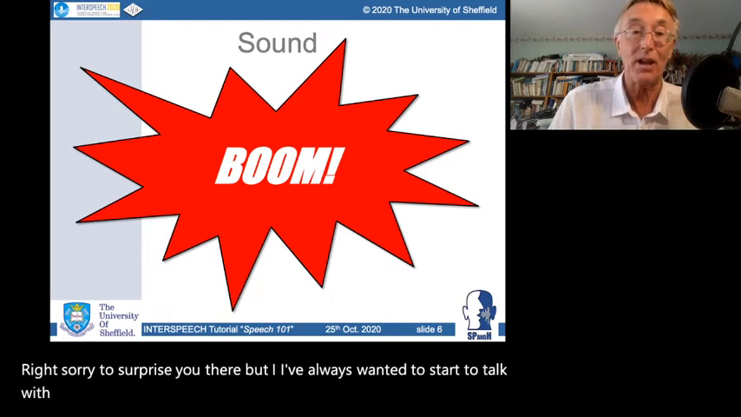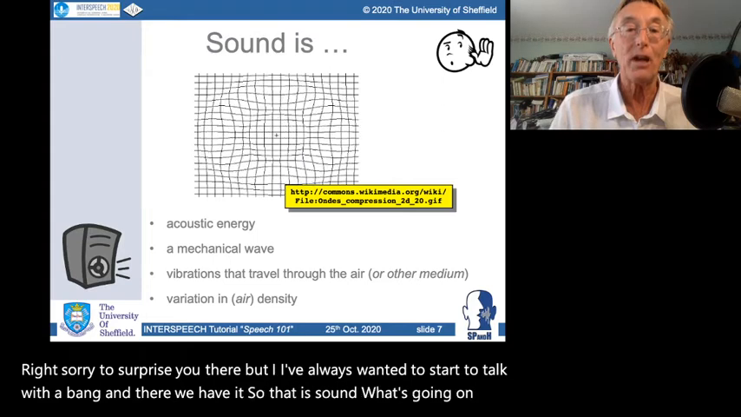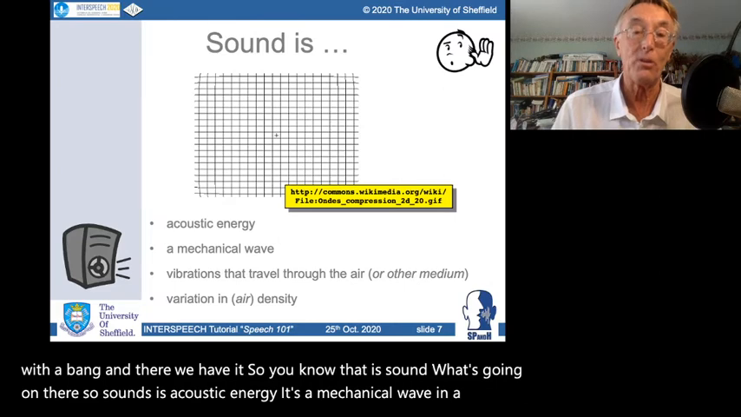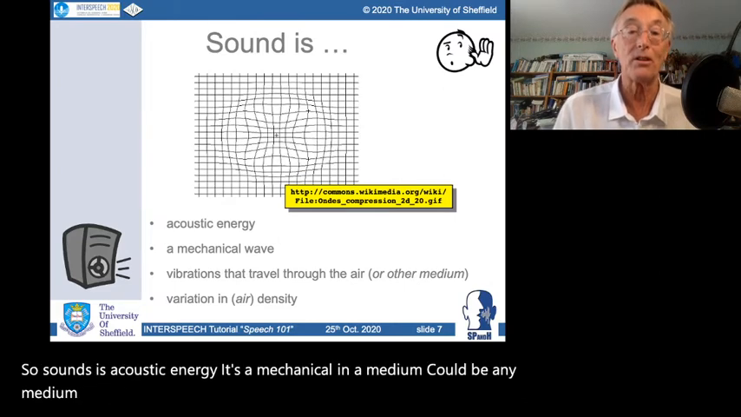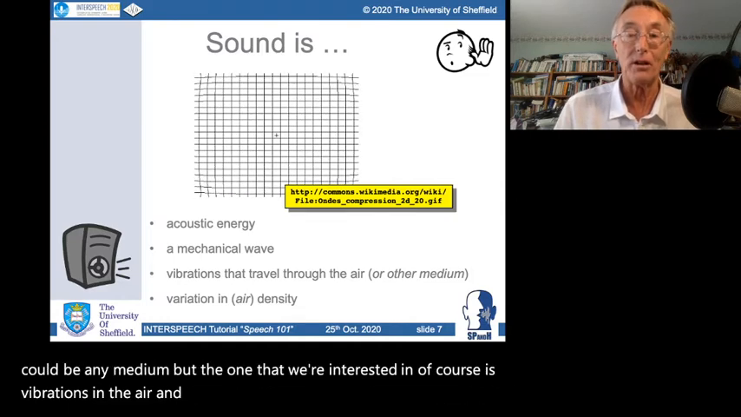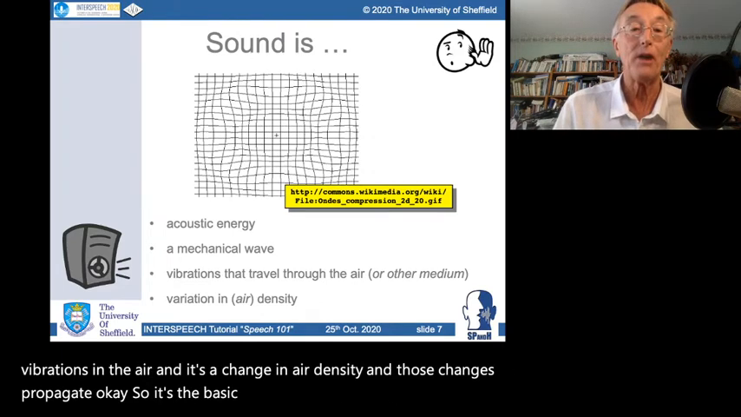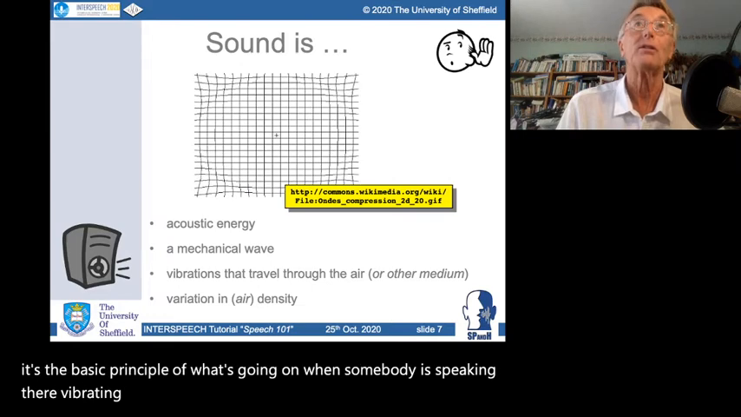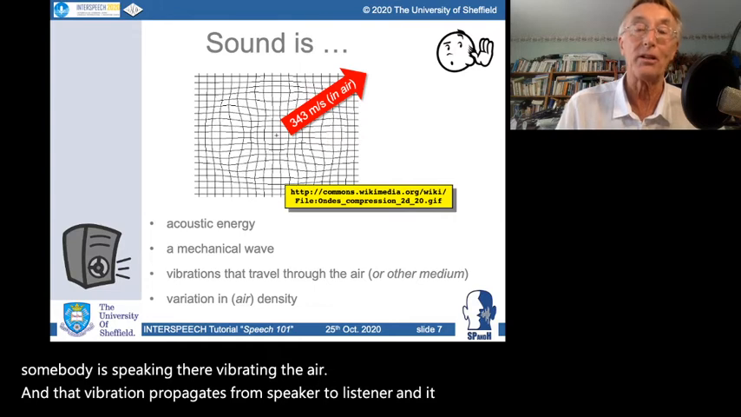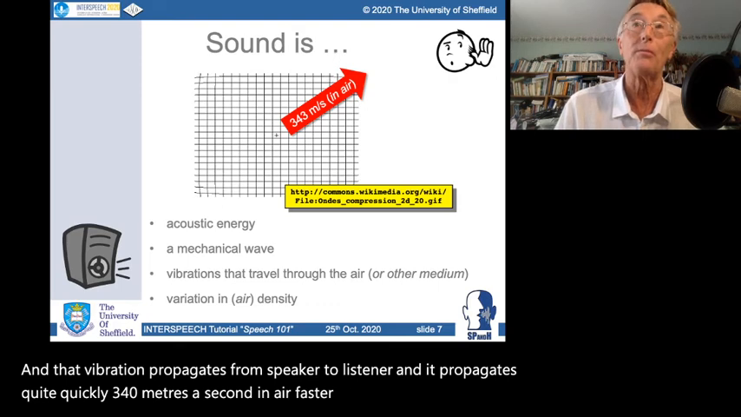So that is sound. What's going on there? Sound is acoustic energy. It's a mechanical wave in a medium. It could be any medium, but what we're interested in, of course, is vibrations in the air. It's a change in air density, and those changes propagate. That's the basic principle of what's going on. When somebody is speaking, they're vibrating the air, and that vibration propagates from speaker to listener, and it propagates quite quickly, 340 meters a second in air. It's faster in water, even faster in a solid, but that's the speed in air.